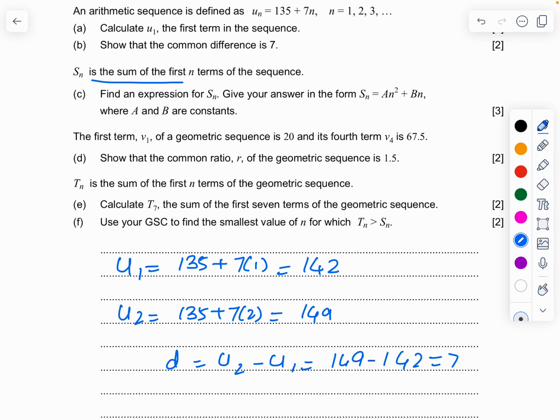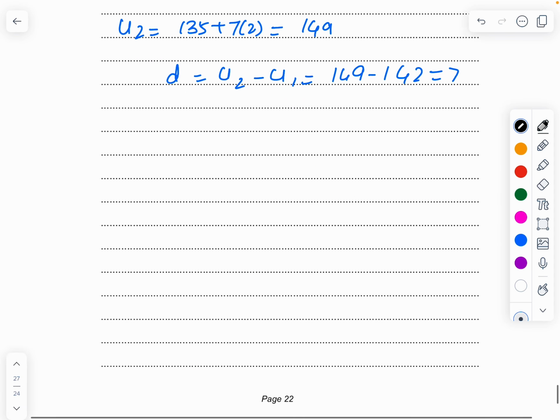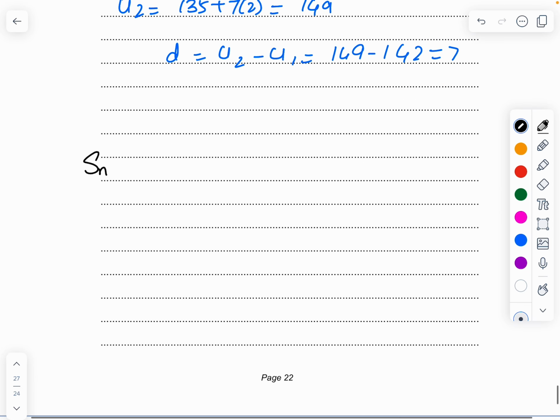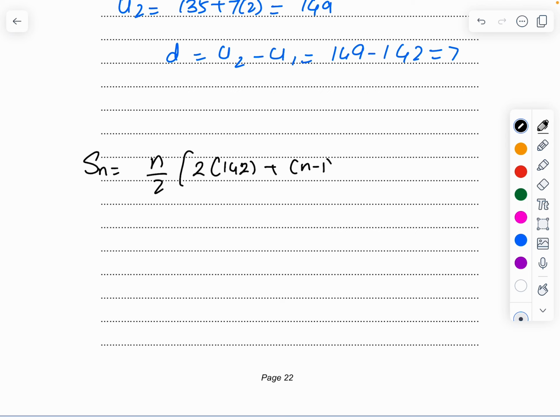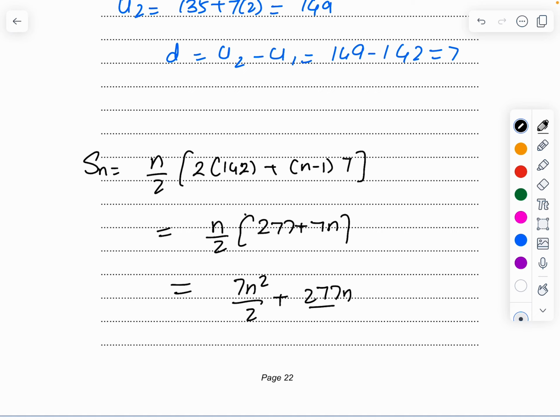Then Sn is the sum of the first n terms. Show that Sn can be written like this: n upon 2 times 2u1 plus n minus 1 times d, which is 7. So it becomes n upon 2 times (277 plus 7n). So what does that become? 7n squared by 2 plus 277n upon 2.